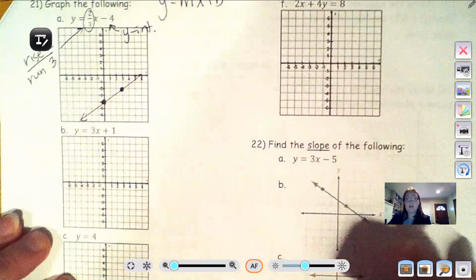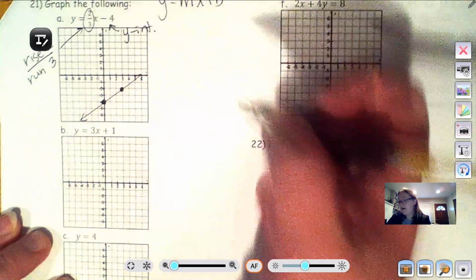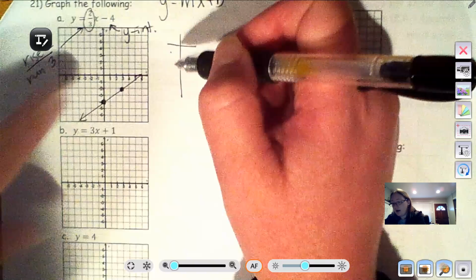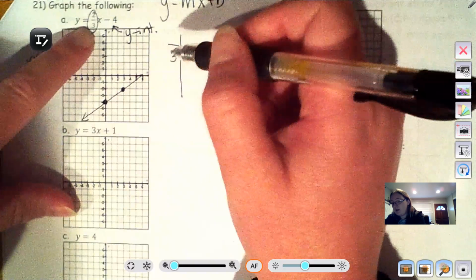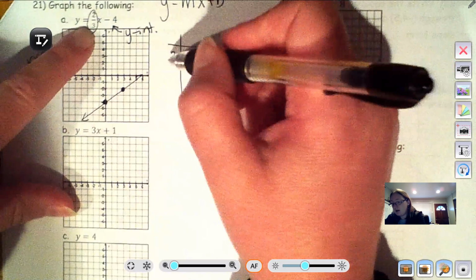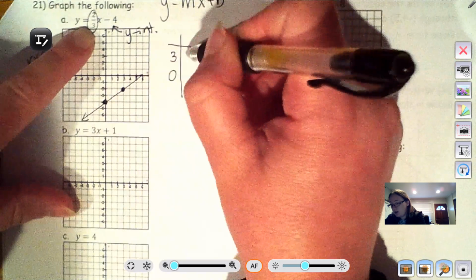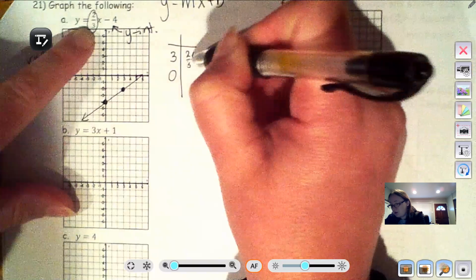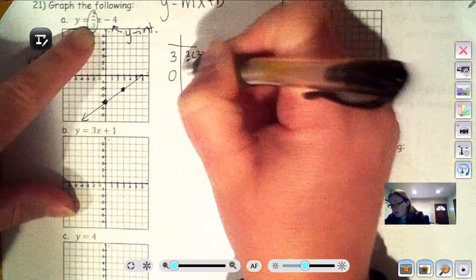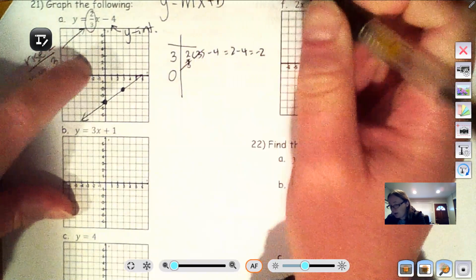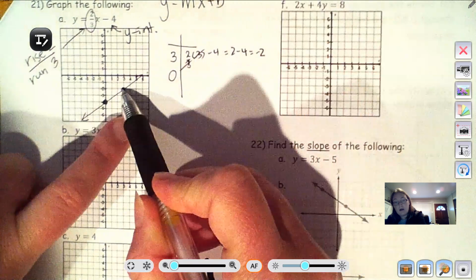And if you're uncertain about graphing, you can always go back to a t-table and plug in numbers. It's a little bit harder when it's a fraction. If you want to deal with nice integers, you'd have to pick things that go into the 3 nicely. So you could do 2/3 times 3 minus 4. The 3's cross cancel. 2 minus 4 is negative 2. So you could plot, there it is, the (3, negative 2) point.